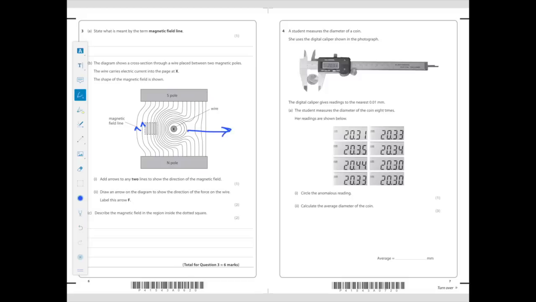Now we need to describe the magnetic field in the region shown inside the dotted square. If you have a look at that, you can see that first of all the magnetic field isn't uniform because the lines are different spaces apart, and also notice that they're flowing in the same direction, so they are parallel to each other.